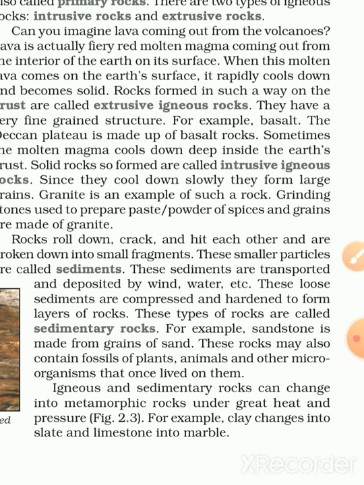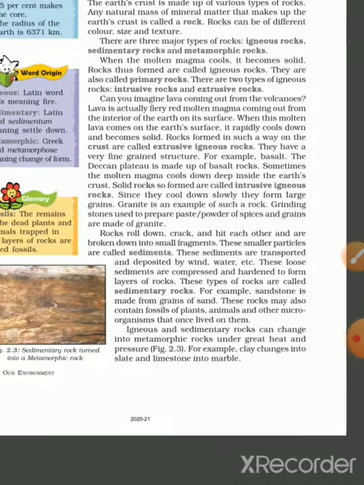rocks. So the igneous and sedimentary rocks can change into metamorphic rocks under great heat and pressure. For example, clay changes into slate and limestone into marble.